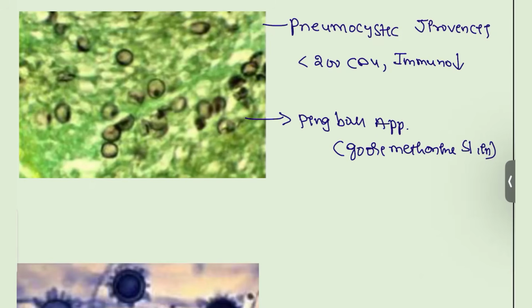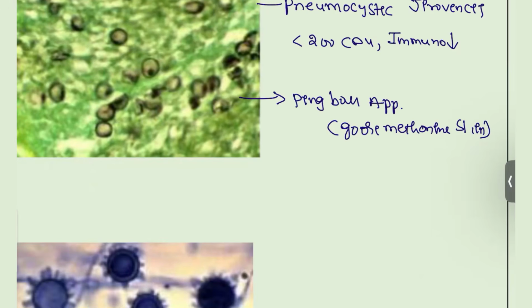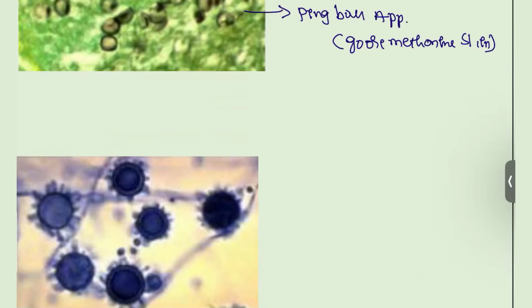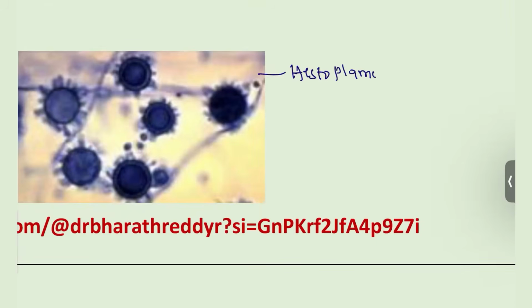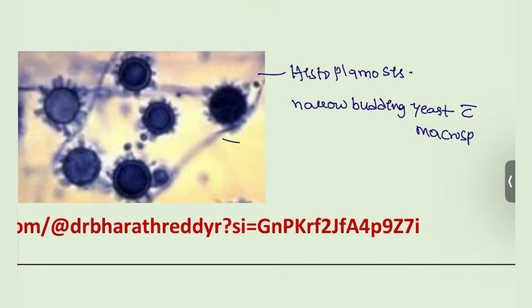Okay, next one. This is another picture where you are going to see histoplasmosis. Histoplasmosis, where on the microscopy there will be narrow budding yeast with macrospores. Again, this is also a dimorphic fungus. This is also going to involve multiple organs.